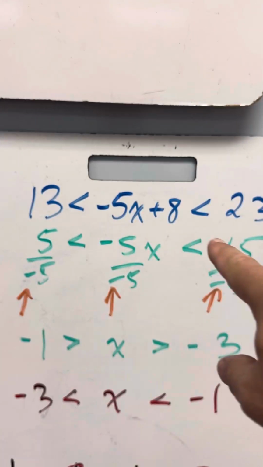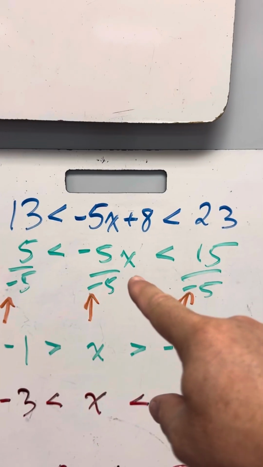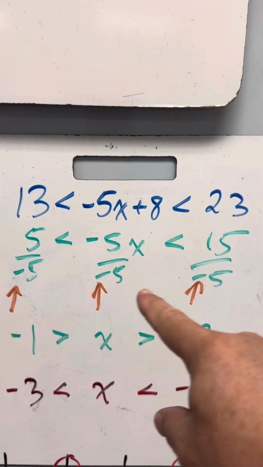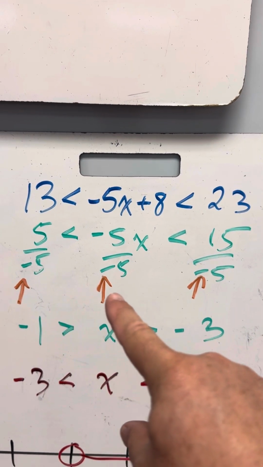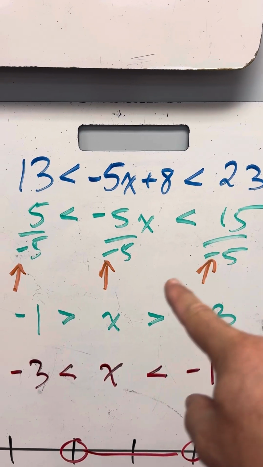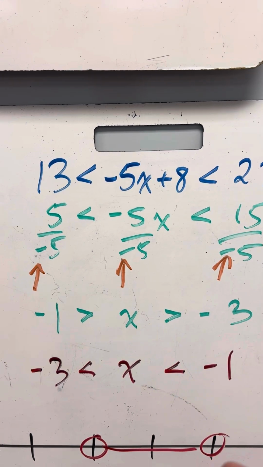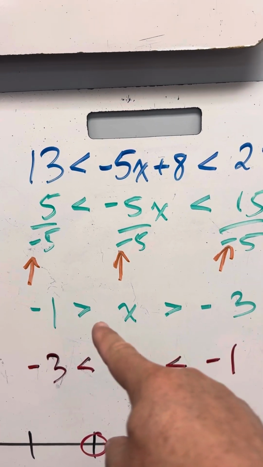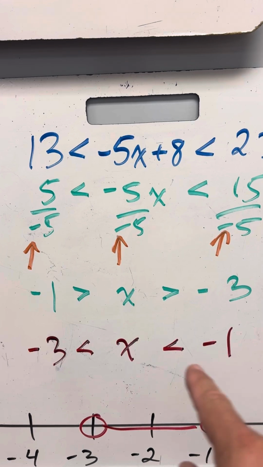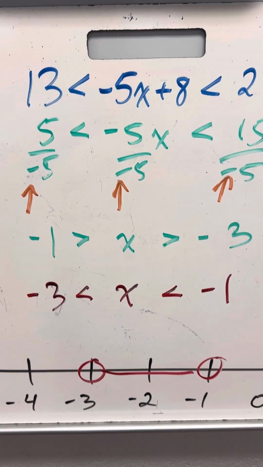Same idea here. Here, it's less than, so we're going to minus 8 from both sides, get 5 less than negative 5x less than 15. Divide by negative 5. When you divide by a negative, this sign flips. You get negative 1 greater than x greater than negative 3. Now I have to flip again. So I got to move the negative 3 over here, put the negative 1 over here. Negative 3 less than x less than negative 1.